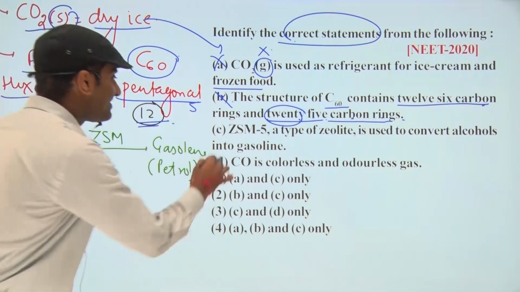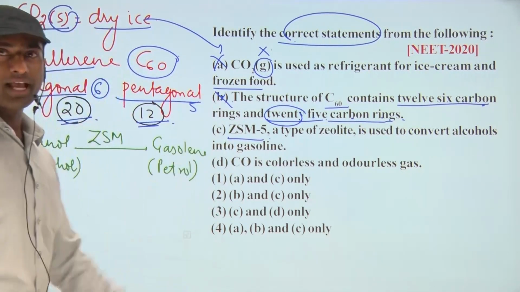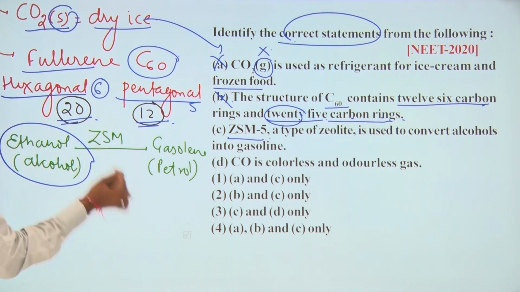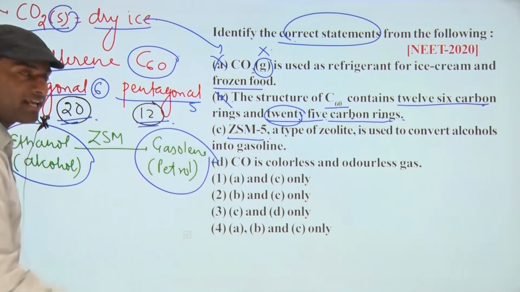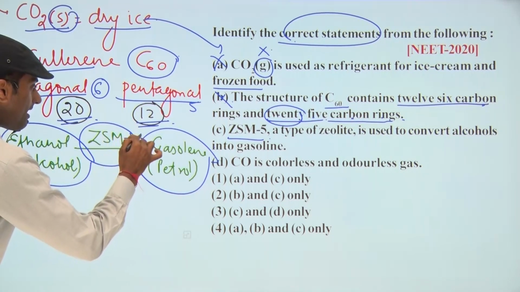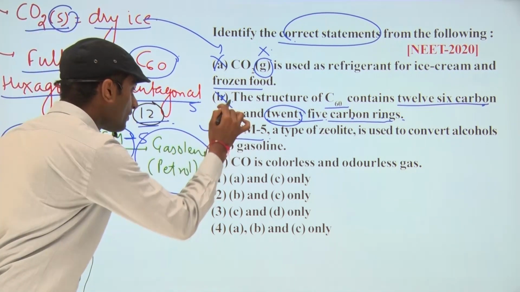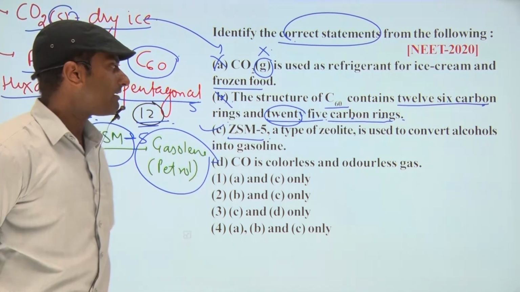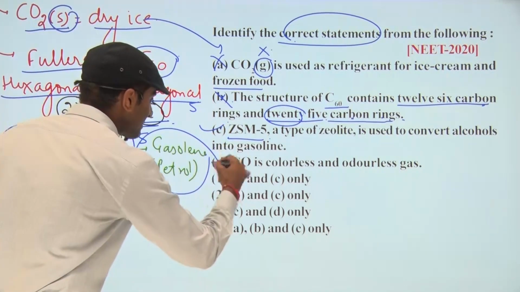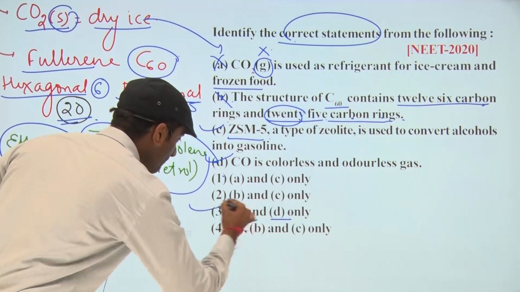Next one, ZSM-5, a type of zeolite, is used to convert alcohol into gasoline. Yes, perfect. Methanol is that alcohol which is converted into gasoline, also known as petrol, and we are using here the ZSM-5. Got it? So correct option, yes, of course. Next, D, CO is colorless and odorless. Perfect option. We can say that both of these, means C and D, are correct here. It means the third option is going to be perfect for you.